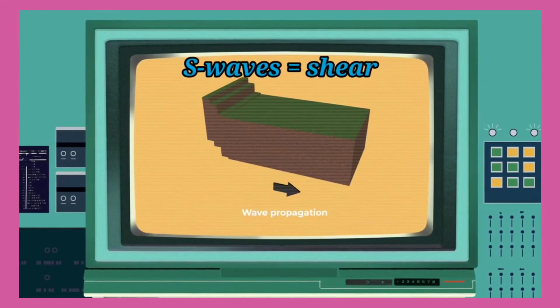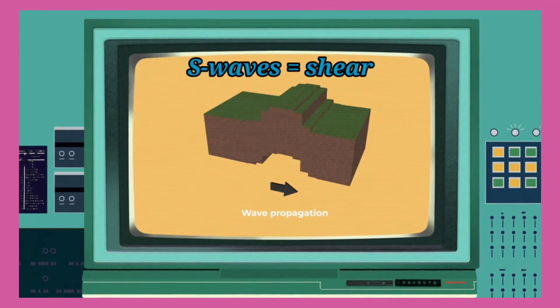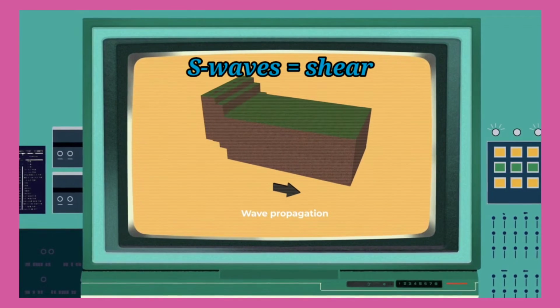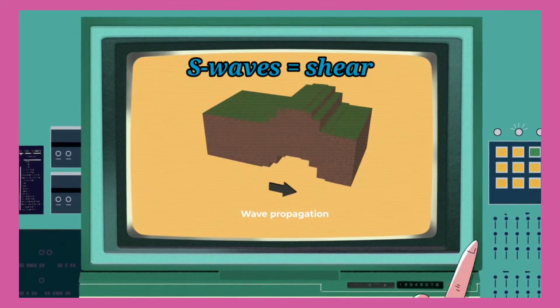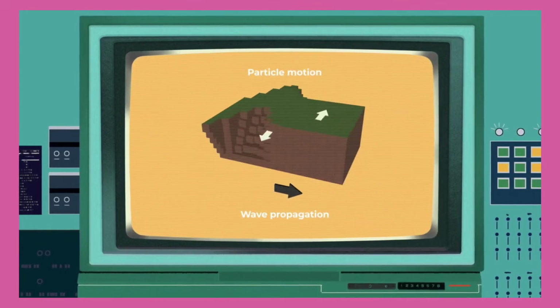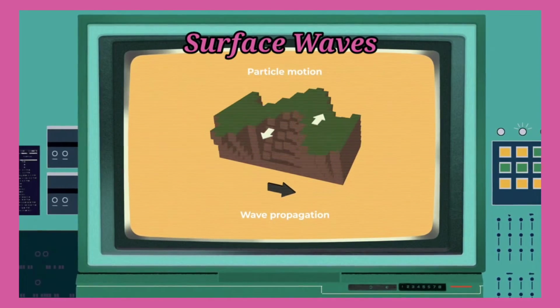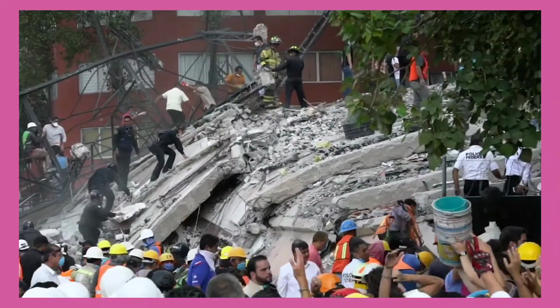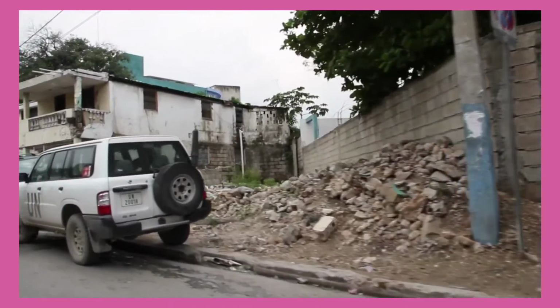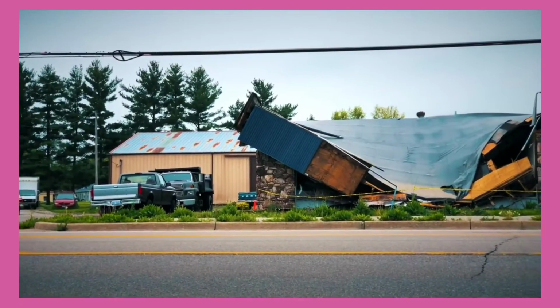S waves, or secondary waves, are shear waves and move in a side-to-side motion. They're the second wave types to be detected. The last waves to be detected are surface waves that roll along the surface of the Earth. They are the most destructive waves as they make the ground move up and down, but they also lose their energy the fastest and cannot travel as far.